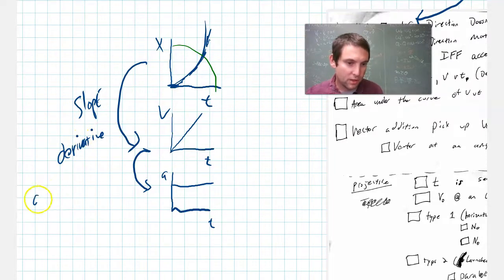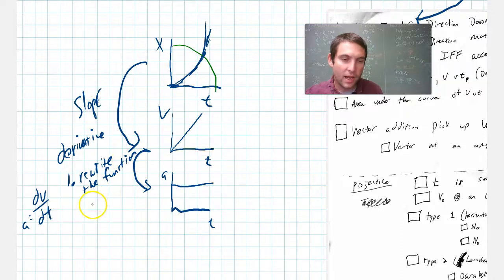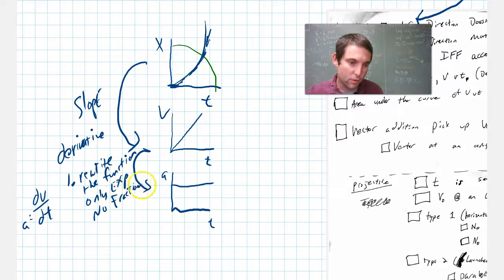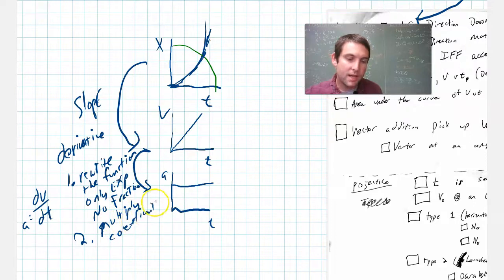To do a derivative, quick, dv/dt to get acceleration. To do the derivative, you are going to, step one, rewrite the equation or the function so that there are only exponents, no fractions. Of course, the quotient rule can come into play, but chances are you're not going to see that, or you're not there yet in your calculus class. So once you rewrite the function, step two, you're going to multiply your coefficient by the exponent.